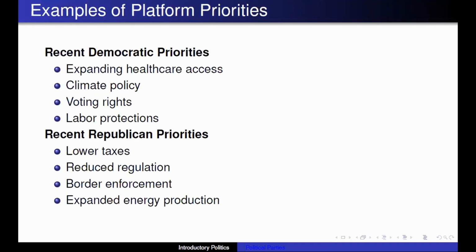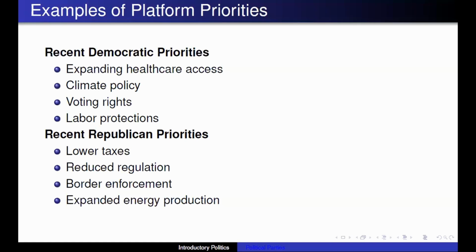For example, recent Democratic platforms have emphasized a number of policies, such as expanding access to healthcare, addressing climate change and other climate related policies, protecting the right to vote and expanding the ability for people to vote, and strengthening labor protections. Republican platform ideas have emphasized, again, this idea of lower taxes, less federal regulation, stronger border enforcement and border control, and expanded domestic energy production.